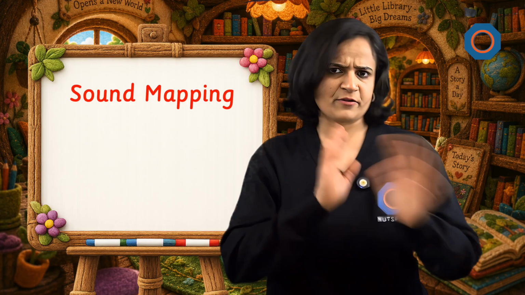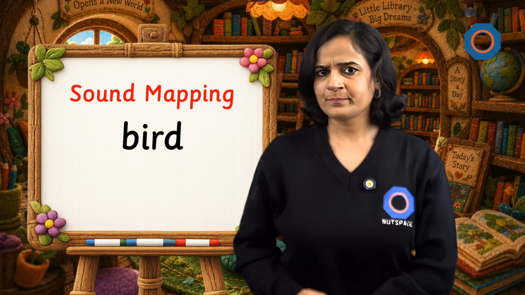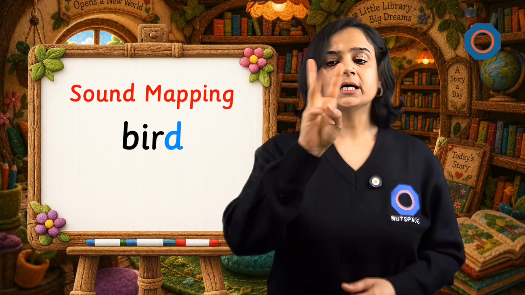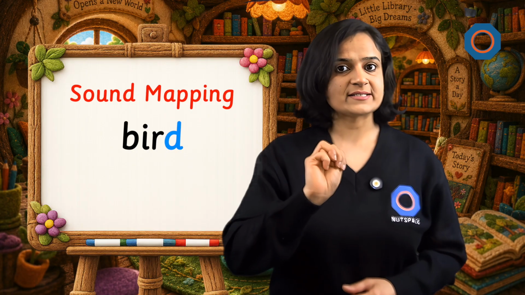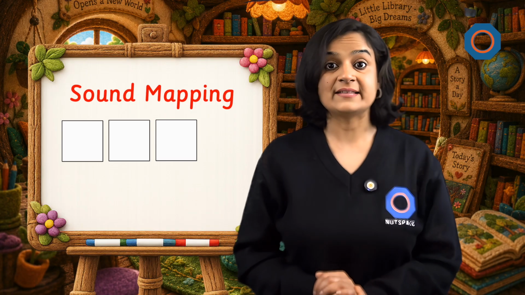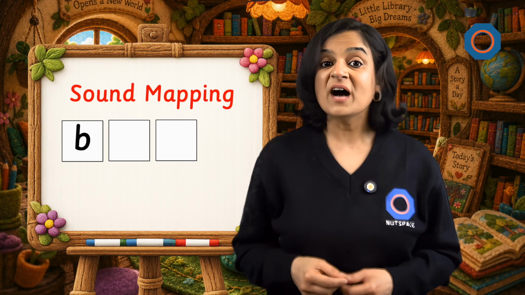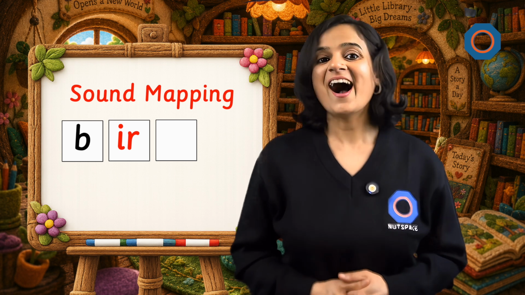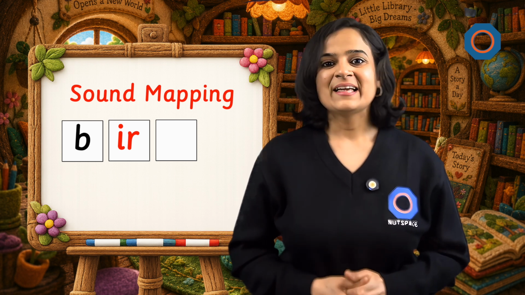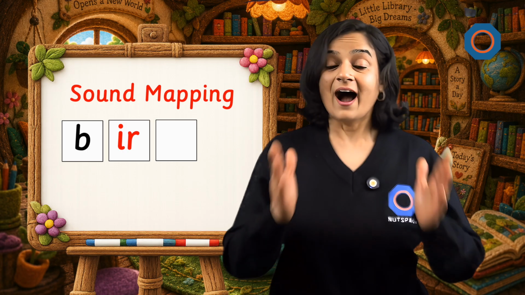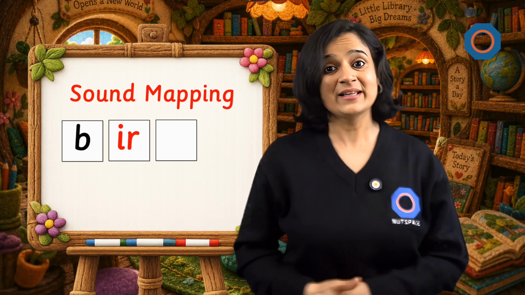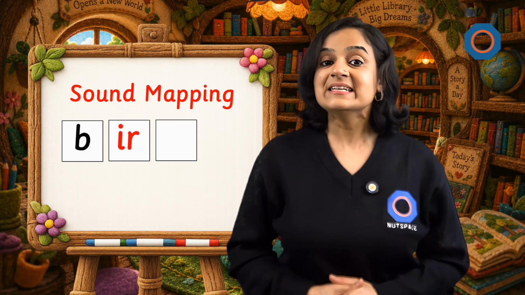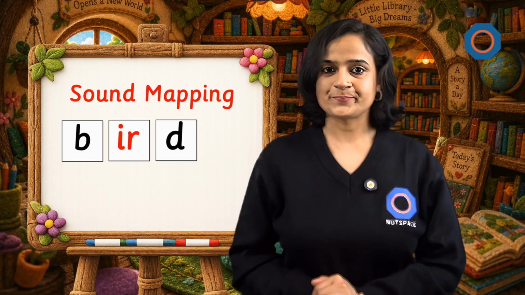Now let's take a different one. How about bird? How many sounds do you hear? Let's do this. B, R, D. I hear 3 sounds. Let's map graphemes that represent these sounds or phonemes. For B, it's the letter B. For R, it's 2 letters, I-R, but one sound. Even though these are 2 letters, they're still making one sound, so we'll put them in one box. And D, it's the letter D at the end.